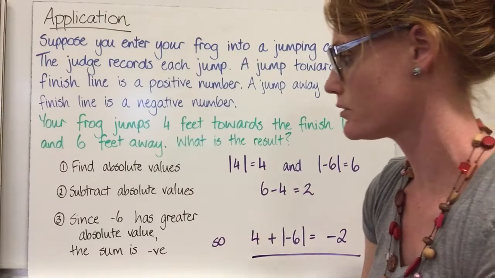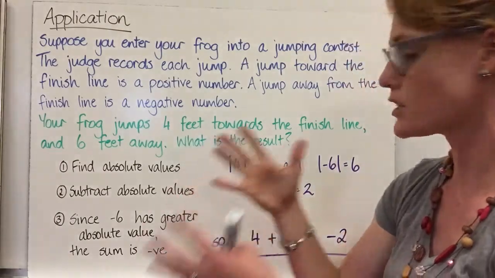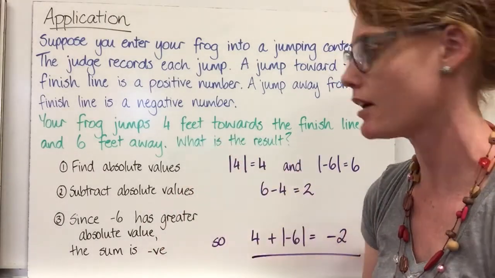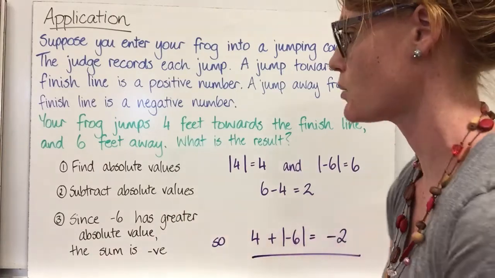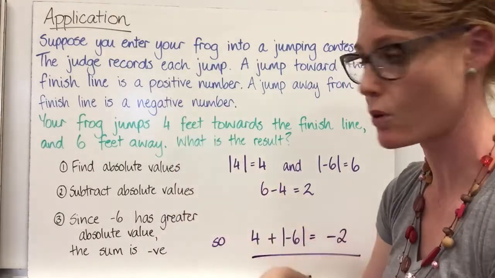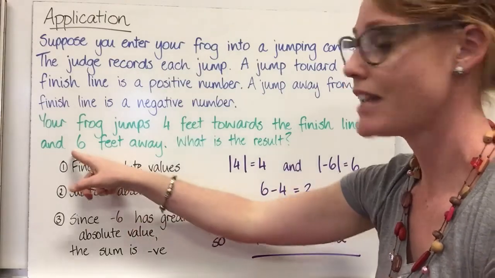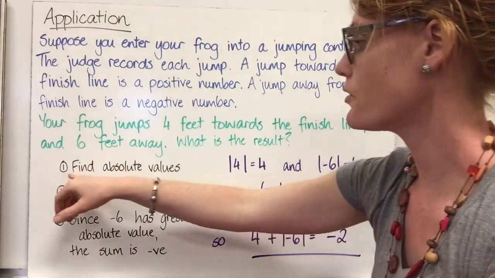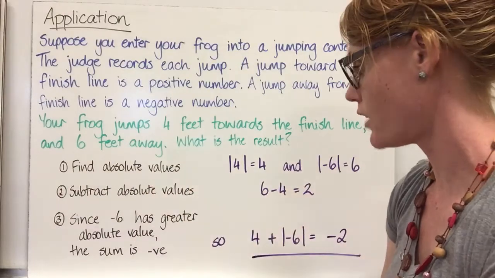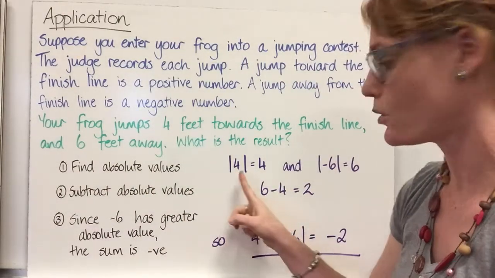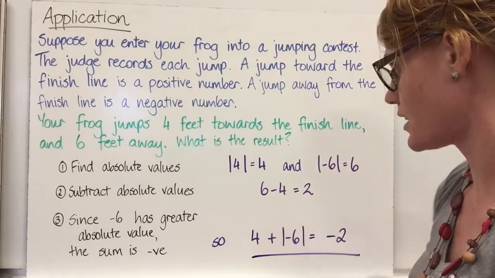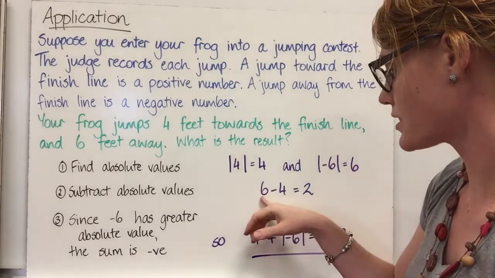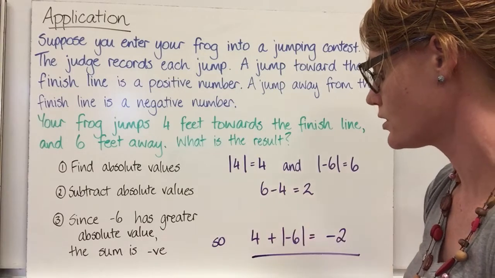What is the result? So we've got 4 feet towards, that's going to be a positive number. We've got 6 feet away from the finish line, that's going to be a negative number. So we've got positive 4 plus -6. So first of all, we're going to find the absolute values. The absolute value of positive 4 is 4. The absolute value of -6 is 6. So now we subtract. 6 take 4 is 2.